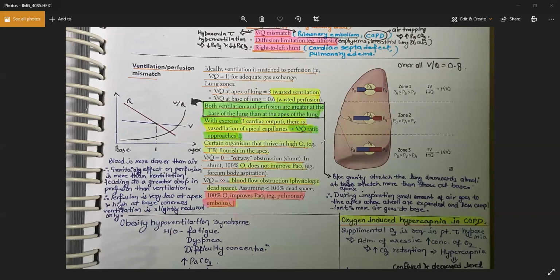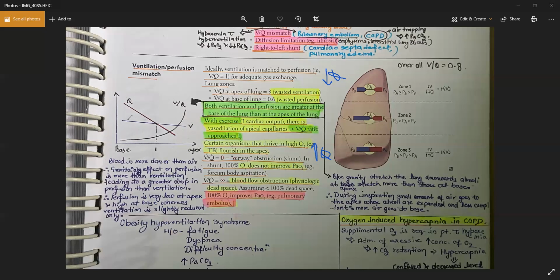Because of gravity, I will have less blood in the apex than the base. That means going from base to apex, I will have a loss of blood flow because of gravity. This gravity will also affect the air, oxygen, right? But not as much as blood, because blood has much more weight than air. Although both are affected, the gas is not affected as much as the blood.